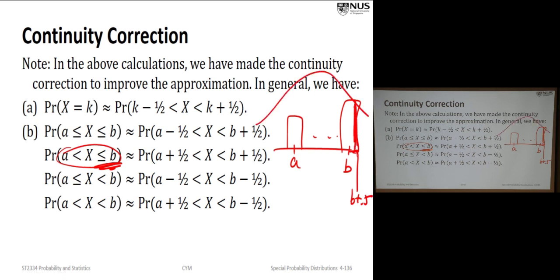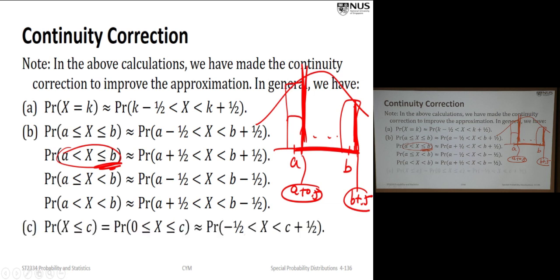So it's starting from this line, but it does not include a. Oh, sorry, I should extend it to here. Okay, it does not include a. So the boundary is here. It's a plus 0.5. So it is from a plus 0.5 up to b plus 0.5. All right. So this is how you get it.